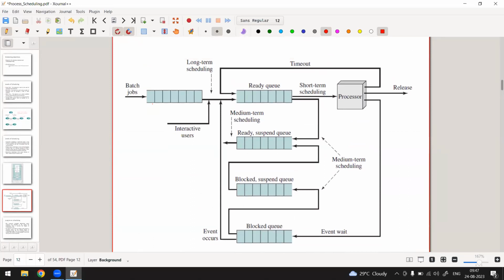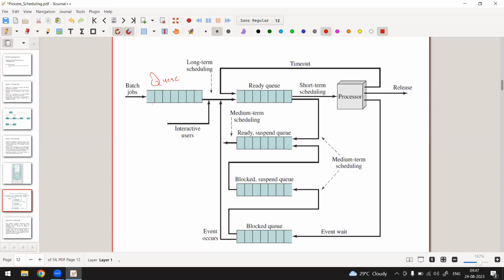Again, you can see this is a queuing diagram of what happens in the processor. As you know, the state diagram that you have seen in the previous sessions is actually implemented through queues. Each of these states will be converted into a queue.